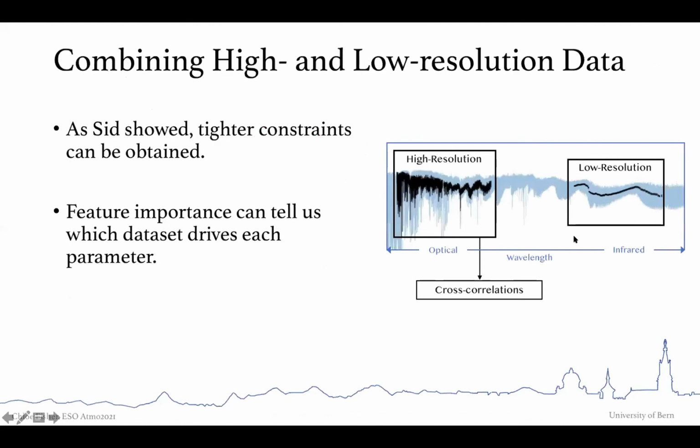Sid already showed you the benefits of combining high and low resolution data. We're also looking at doing this with the forest, because it's very easy to put these things together. You just concatenate them onto the CCF sequences. And I think it would be really cool to look at the feature importance to tell us which data set is driving the different parameters in your model. Maybe you'd expect that your high resolution data is going to tell you more about the temperature, or perhaps the low resolution data is going to tell you about the water abundance. I think Sid already said that. So the forest gives you a really nice way of quantifying that. That's where we're hoping to take this, but it's still in very early stages.